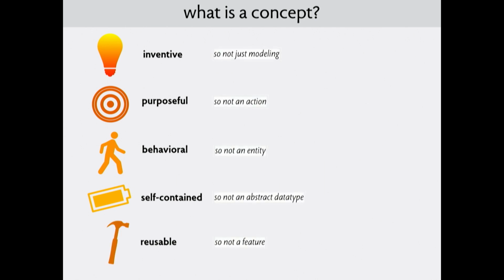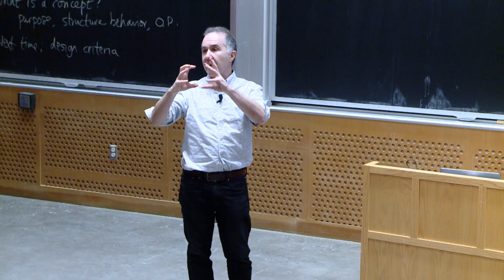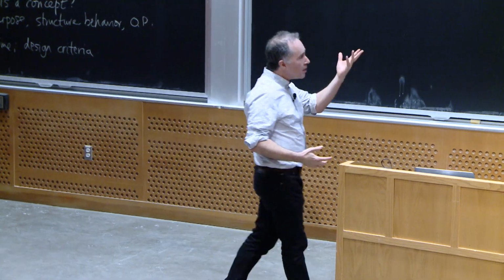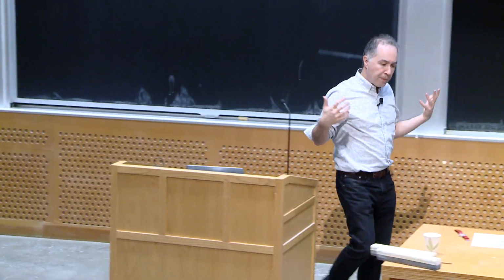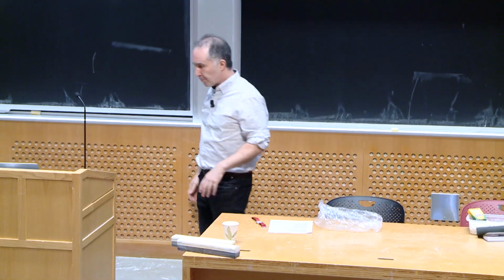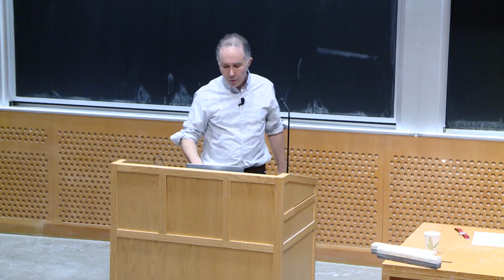So in particular, by saying it's inventive, I mean it's not just about modeling. By being purposeful, that typically means that a concept is a collection of actions that work together to solve a problem, not just one action. Behavioral means it's not something like an entity or an object. Self-contained means it's not something like an abstract data type, which is an encapsulated bunch of behaviors that can't be used by itself, that only works with other things. And reusable means it's not like what people call a feature, which is something that's layered on top of some underlying functionality. So let's look at an example.